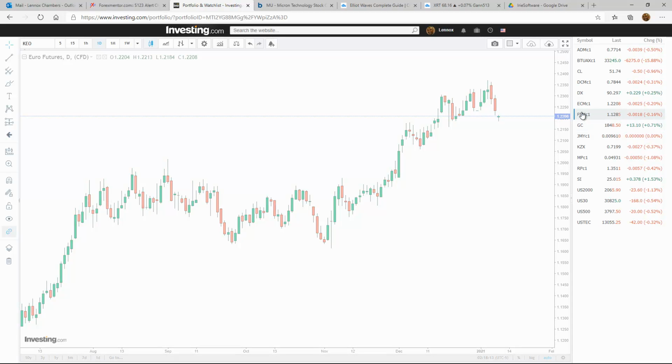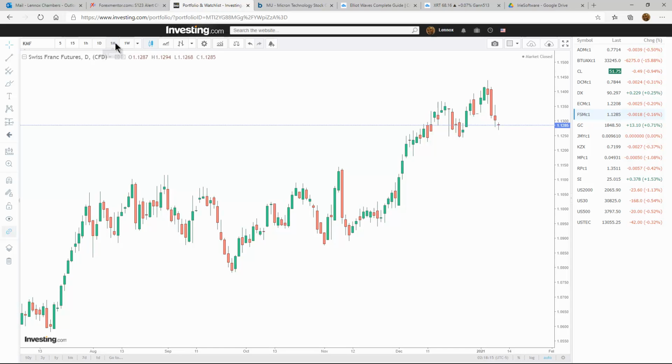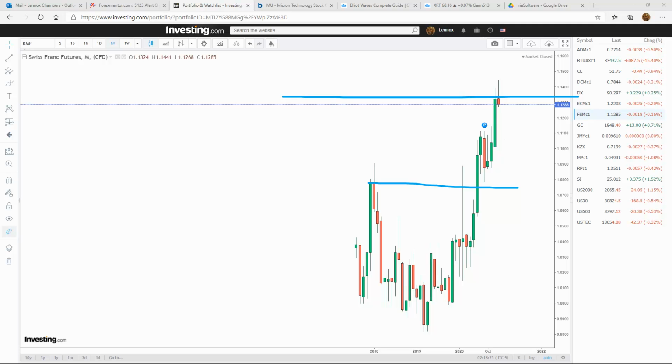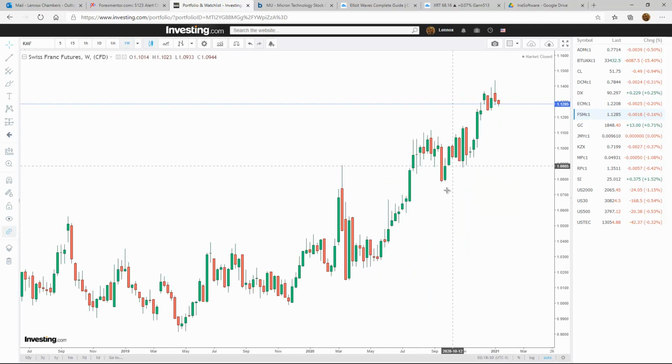Let's take a look at the Swiss. Okay, and the Swiss, similar type of dance. We breached this area, very strong to the upside. We have no resistance up here at all. And the key question is, are we done at this point? And are we heading back down?